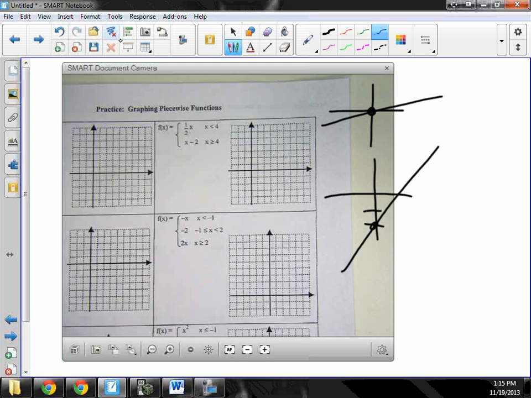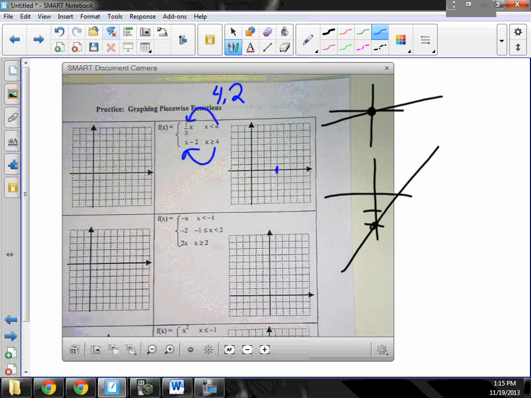So now I need to figure out what the endpoints are. Well, I know that 4 is the x value that I changed from the first graph to the second graph. So I need to plug 4 into both of those. I plug 4 into the first one, and I get 2. So the point is 4, 2.